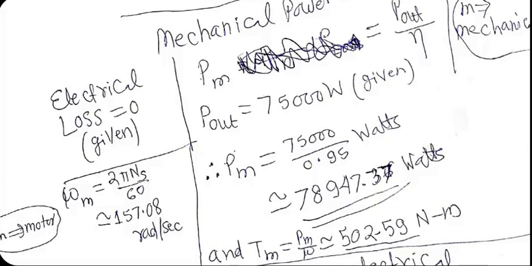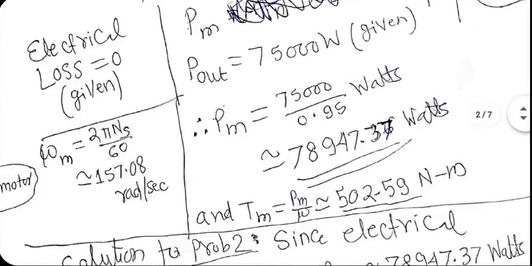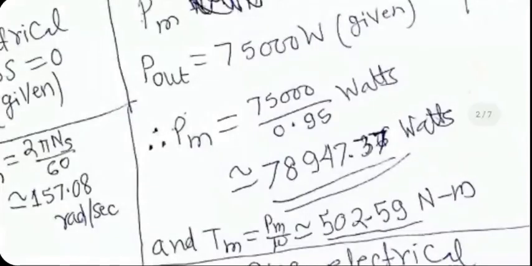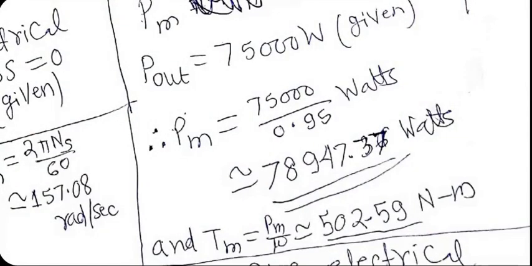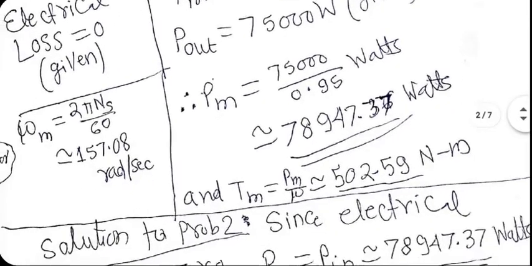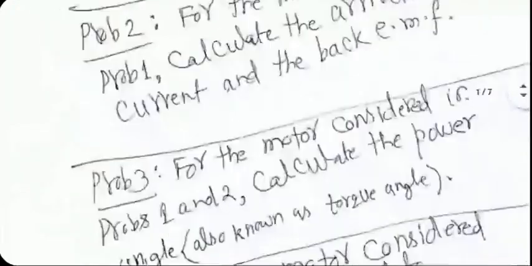Omega m, omega of the motor is 2 pi ns divided by 60. From there, omega m works out to 157.08 radian per second. So the total torque produced by the motor is also easy to figure out. 78947.37 divided by 157.08. And the answer will be in Newton meter. It turns out to be 502.59 Newton meter. So that was problem 1, I think.